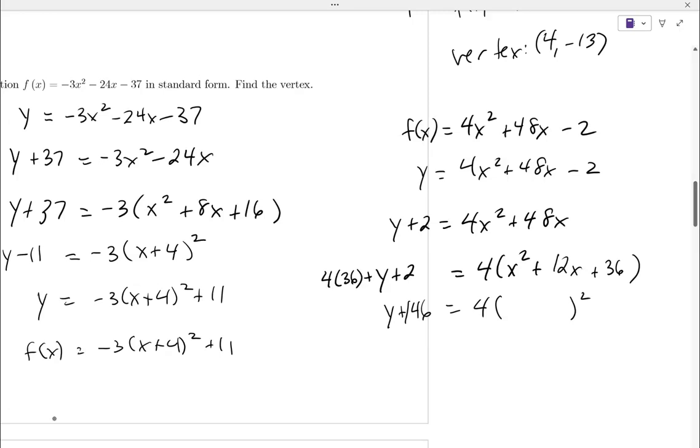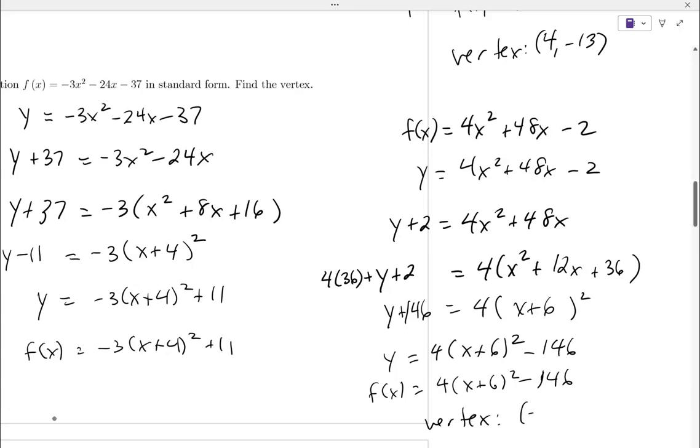How does the right-hand side factor? Good. X plus 6 squared, right? We're rigging it so it factors the same way every single time. You don't have to think about it. You just have to remember what half the coefficient is. Good news is that if you're unsure, you can always multiply it back out and check, right? And then finally, we'll subtract the 146 to the other side. And that is what our f of x is equal to. So what's our vertex then in this case? Good. Negative 6, negative 146. Good. Questions on that one? It's okay?